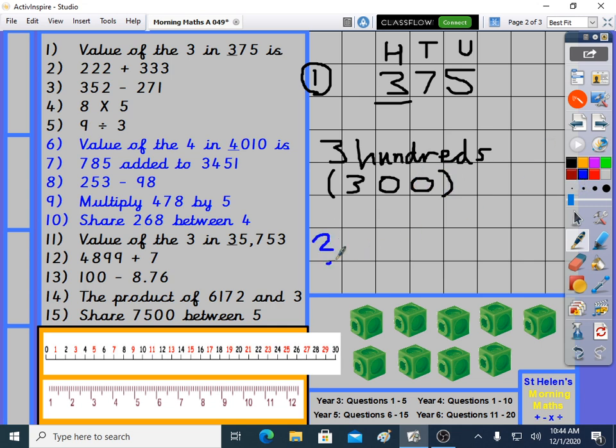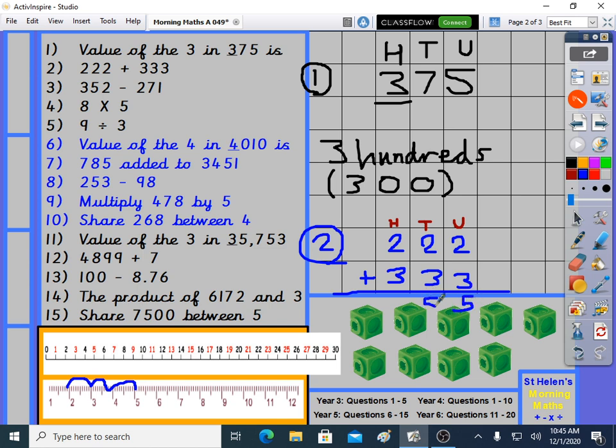Question 2. This is addition. Oh, this is not too difficult. 222 plus 333. Units, tens, hundreds. 2 plus 3. That is 5, isn't it? 2 plus 1, 2, 3 is 5. I'll have to squeeze these in a bit, but it's 5 and 5 and 5. 555 is the answer to question 2.